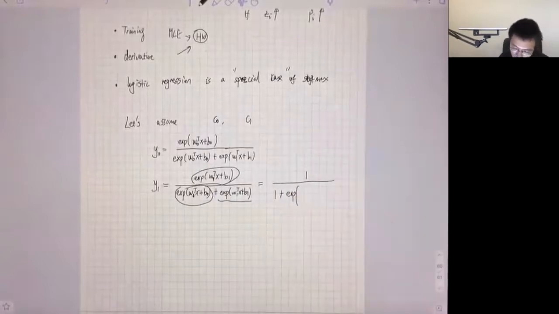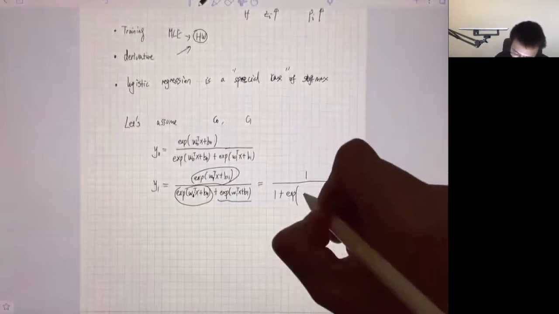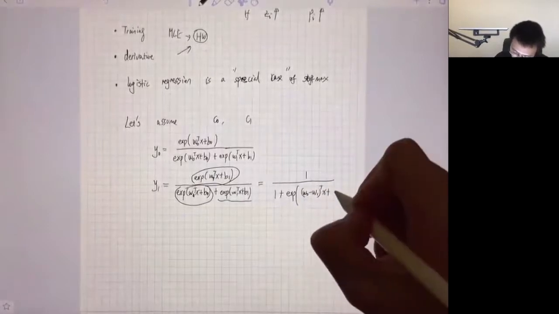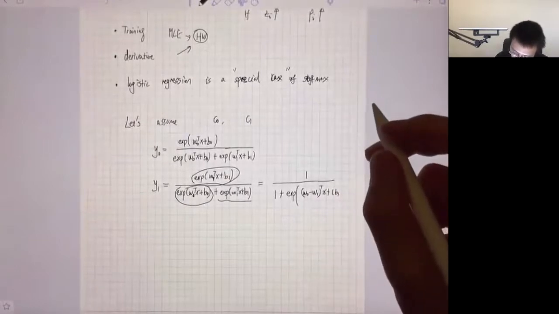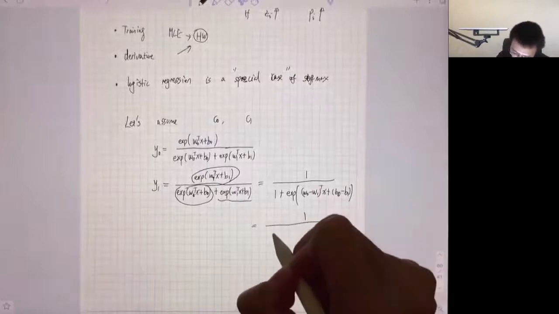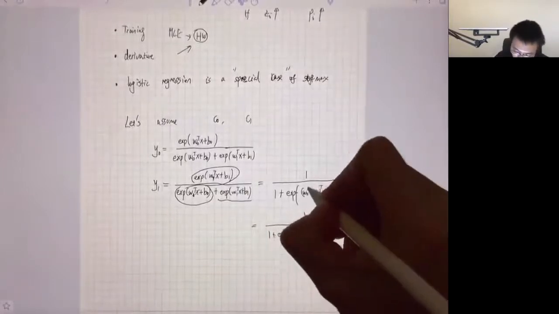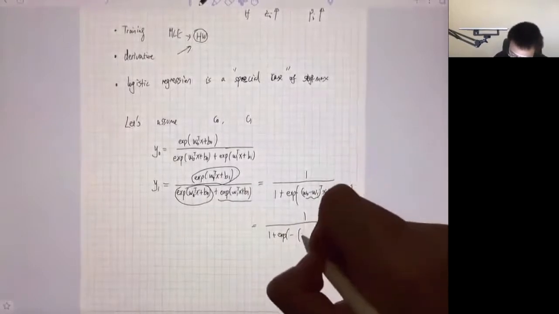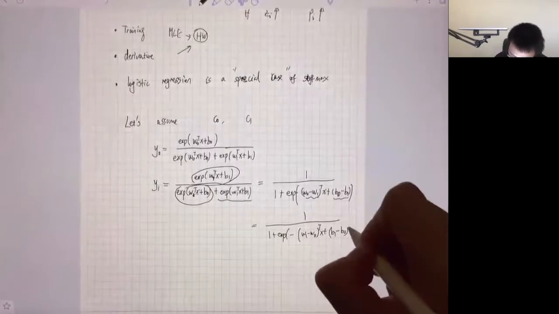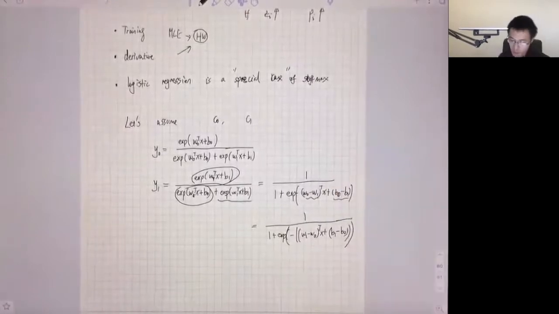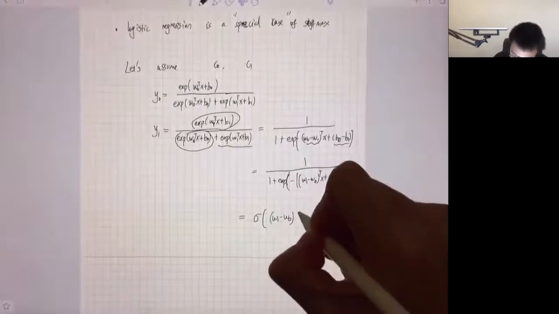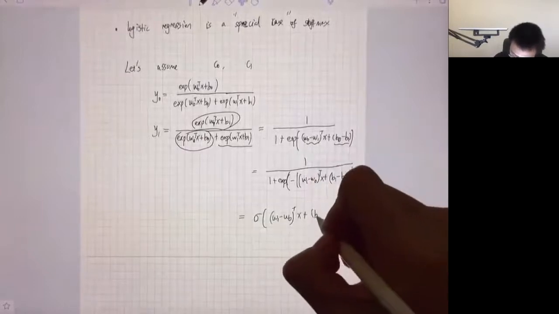Then this term becomes exp of (W0 minus W1) transpose X plus (B0 minus B1). I would introduce a minus sign and flip these signs, so it's exp of minus ((W1 minus W0) transpose X plus B1 minus B0). Then it's obviously a sigmoid function of (W1 minus W0) transpose X plus (B1 minus B0).